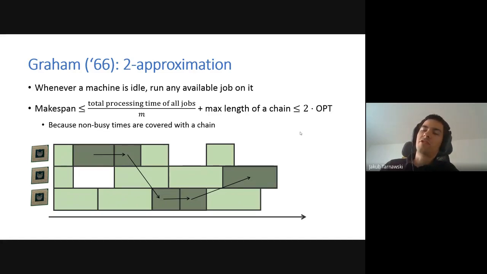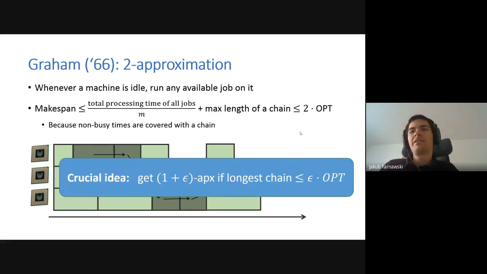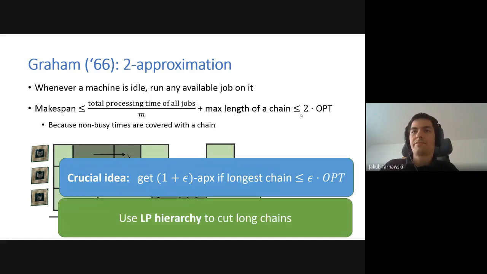So you get 2 times opt, but it's important to notice that if the longest chain were actually short, then you would get better. In particular, this is at most opt, and if the max length of a chain is epsilon times opt, then great, we get a 1 plus epsilon approximation. All right. And one of the main ideas of Levey-Rothvoss is to use the LP hierarchy to cut those long chains.